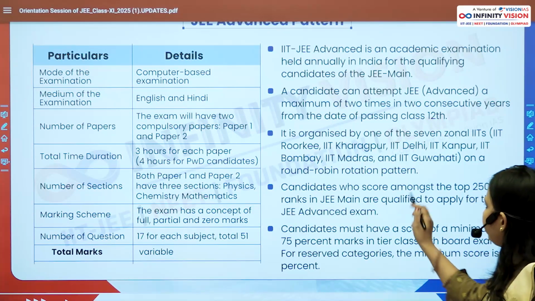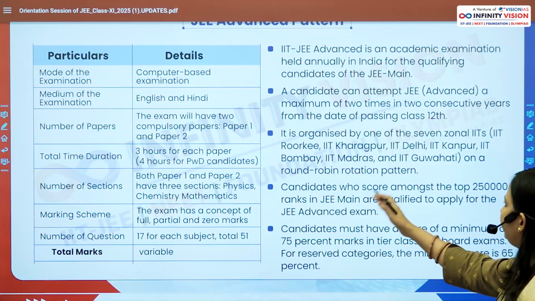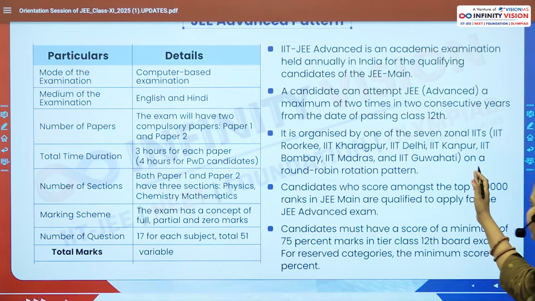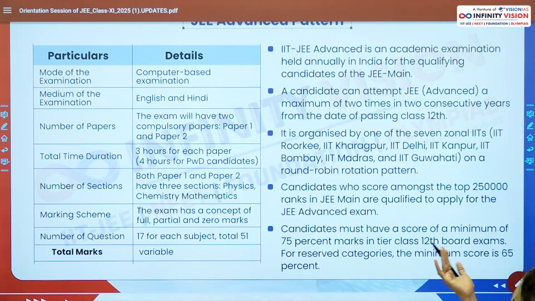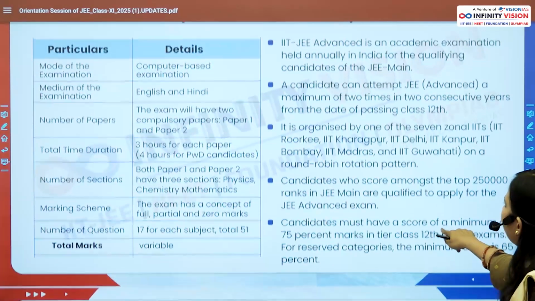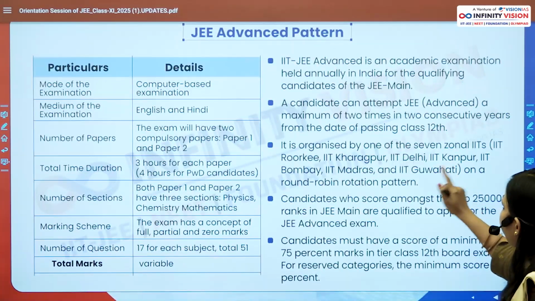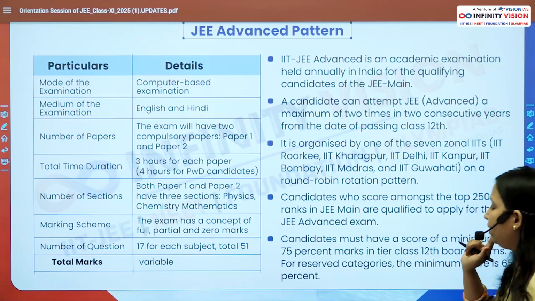Now, it is organized by one of the 7 zonal IITs. There are 7 zonal IITs: IIT Roorkee, IIT Kharagpur, IIT Delhi, IIT Kanpur, IIT Bombay, IIT Madras, and IIT Guwahati. On the basis of rotation, each of them is assigned the JEE Advanced exam, which is held by any one of them every year.